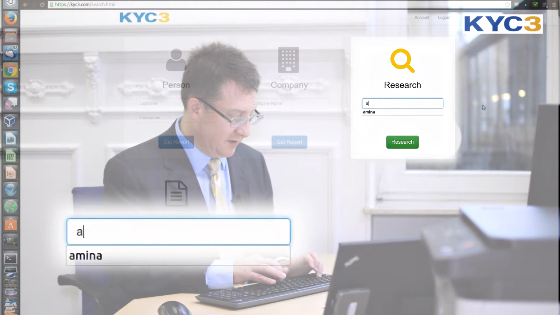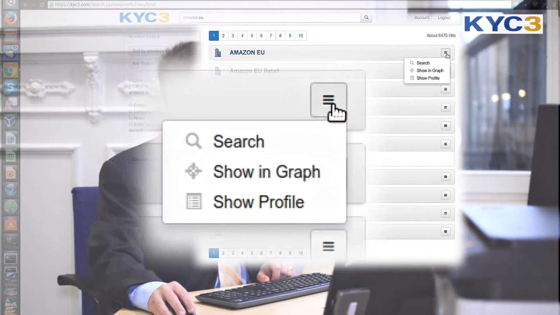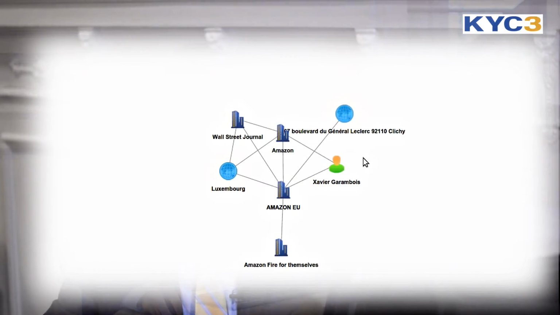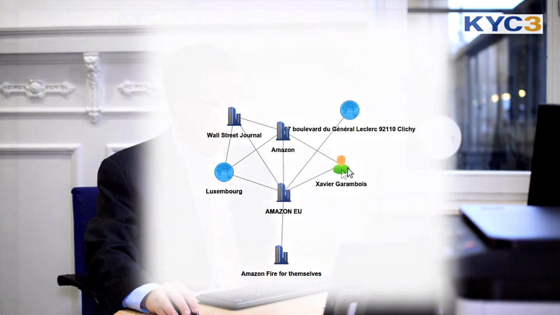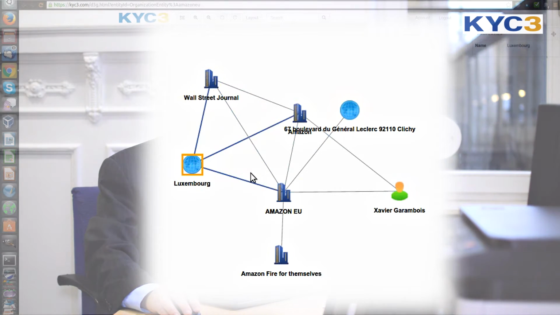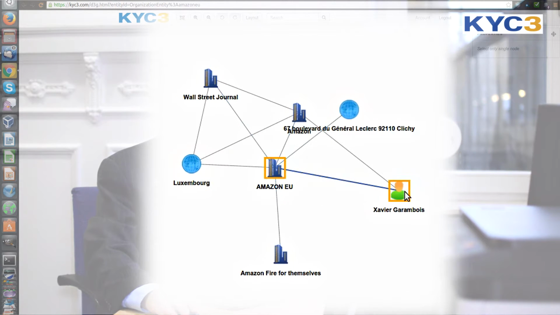To use the graph, you normally start with a search. Let's say we wanted to look at Amazon EU. We get the results. These are mostly entities. Here's Amazon EU. And then you use this button right here to click Show in Graph, and we can pull up the details of Amazon EU in the graph and see what's there. There's a person, a couple of addresses, not very much, a newspaper that reports Luxembourg, so we know there's a link there.